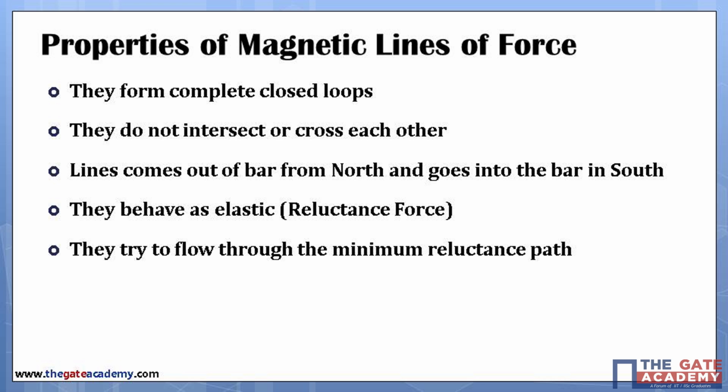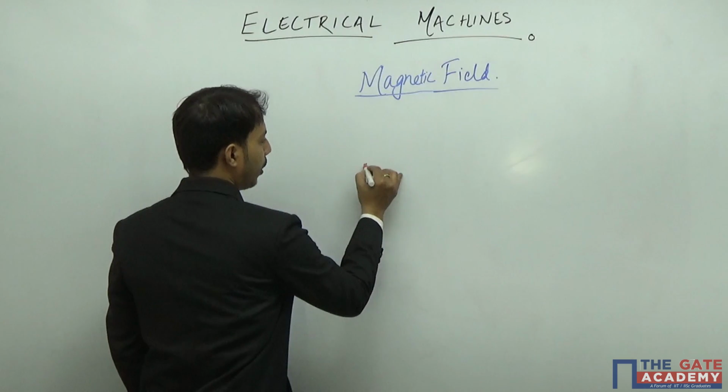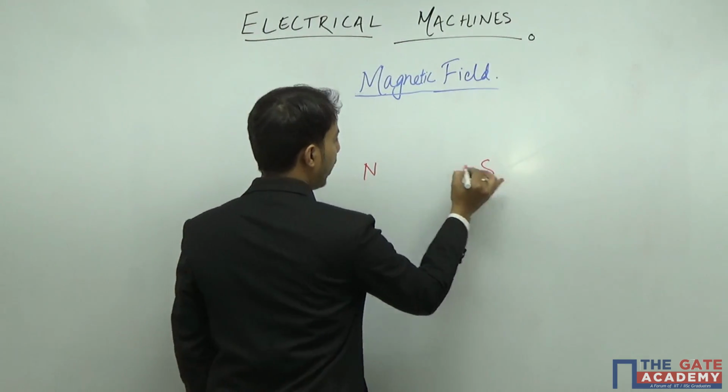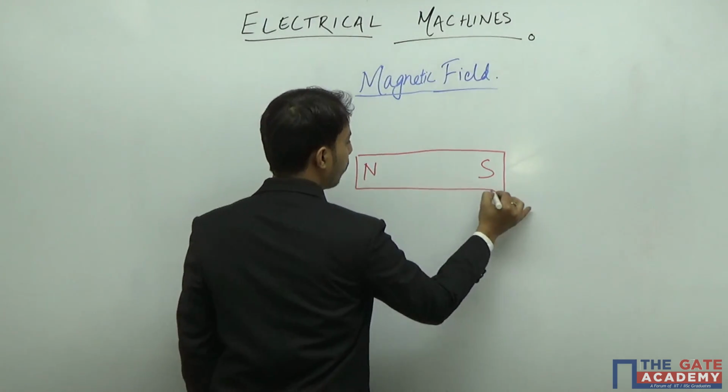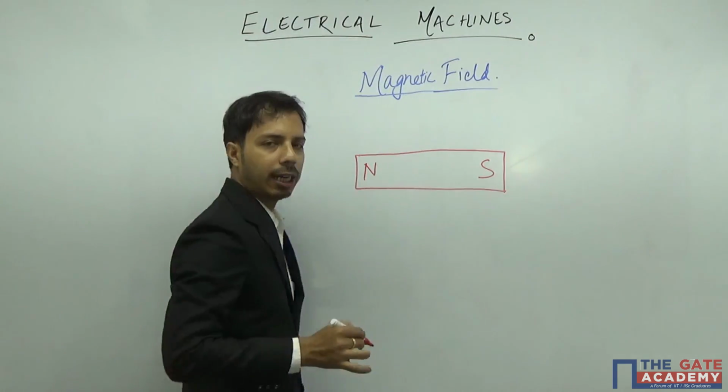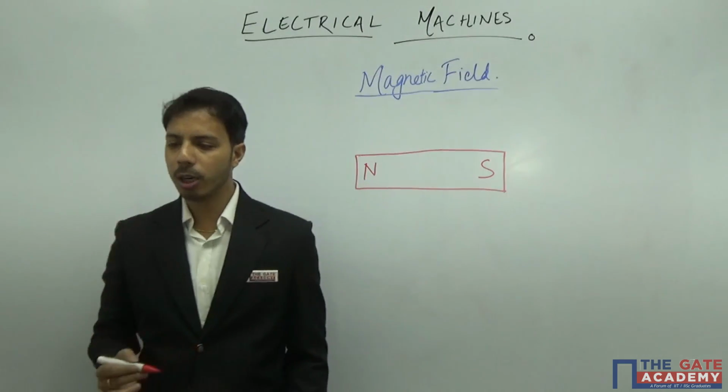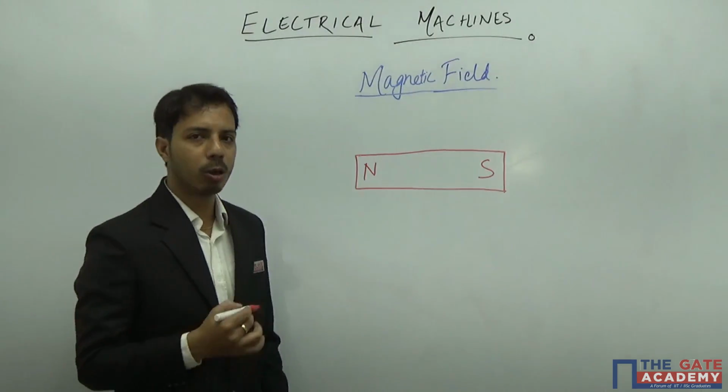Now the properties of these magnetic lines. The first property is that they form complete closed loops. Let us take an example of a bar magnet. A bar magnet is something like that. There will be a bar here, one side of the bar will be the north pole, the other side will be a south pole. Now they form complete closed loops.